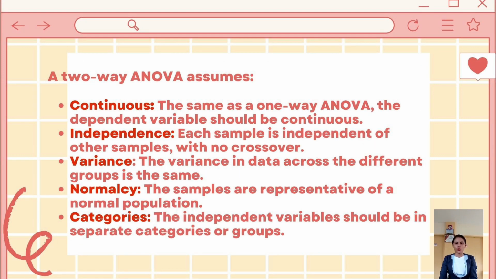A two-way ANOVA assumes, first, continuous. The same as one-way ANOVA, the dependent variable should be continuous. Second, independence. Each sample is independent of other samples, with no crossover. Next, variance. The variance in data across the different groups is the same. Normality. The samples are representative of a normal population. Categories. The independent variable should be in separate categories or groups.